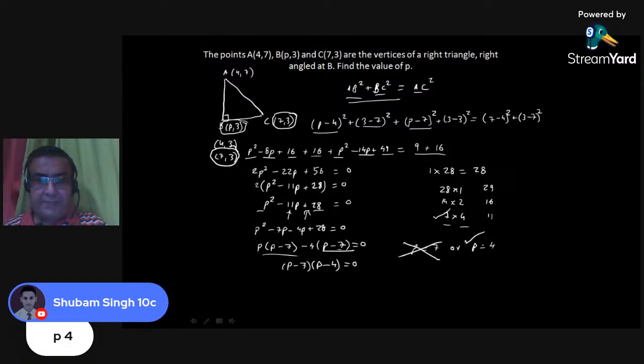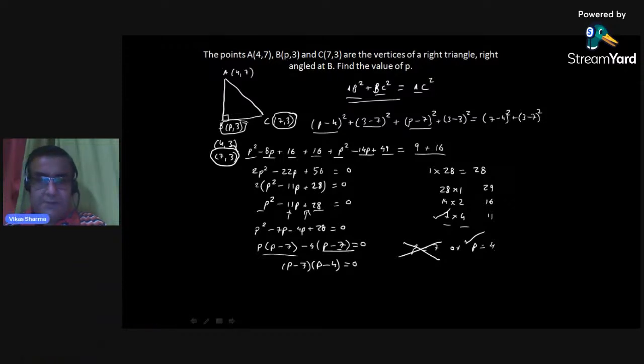Okay, don't take it as minus 3 and minus 1. It is Muskan 3 and Shubham 1.